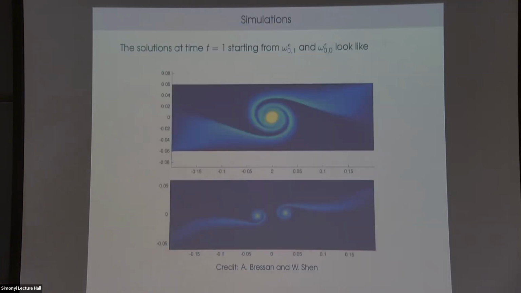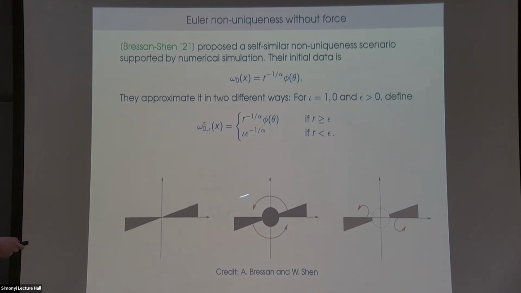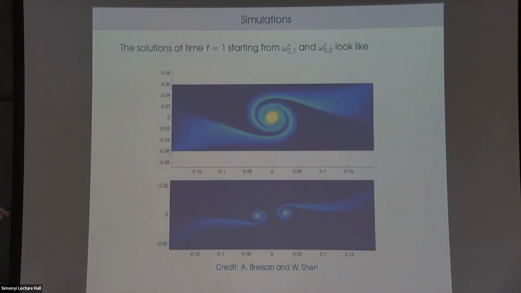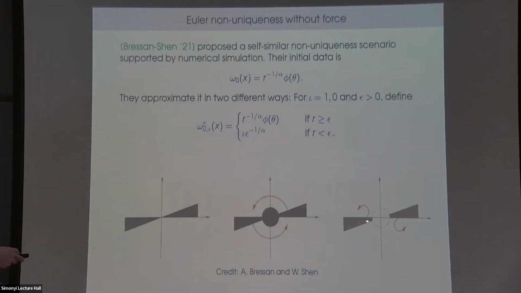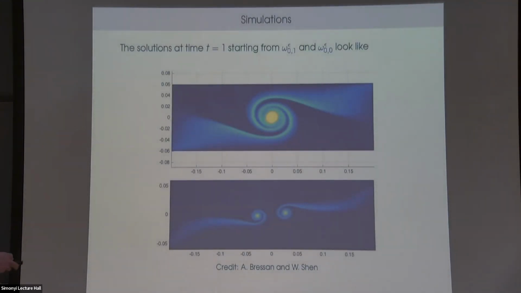When you do this and put it on the computer, you see two very different behaviors. These are the profiles of the solutions at time t equals 1. In the solution in which you fill in the center, this core acts to swirl these wedges, which start spiraling around. You see this kind of spiral. On the other hand, when you separate these two wedges, they spiral in opposite directions, and you see instead this.